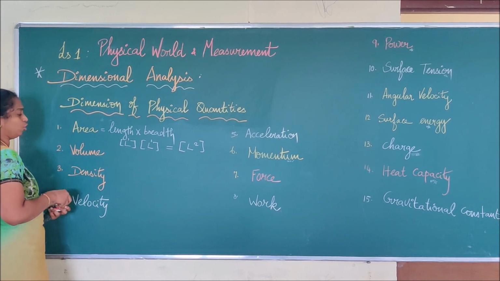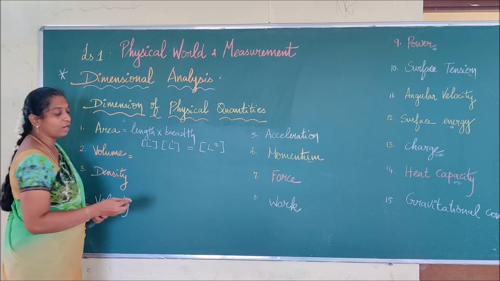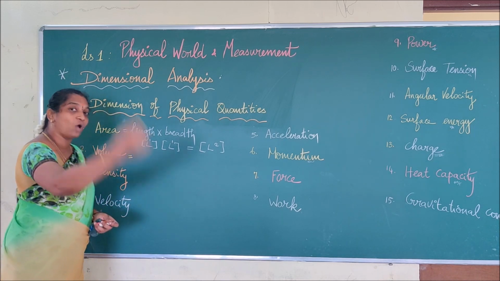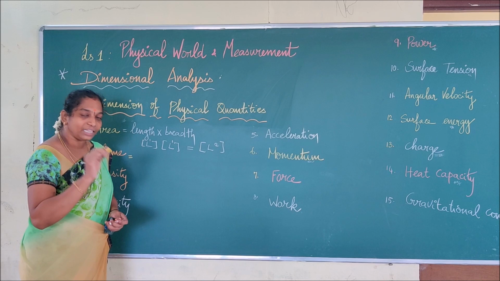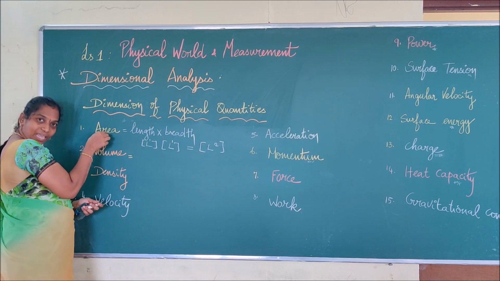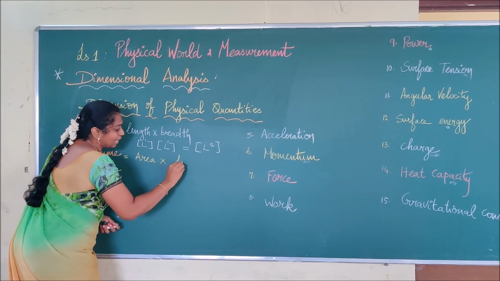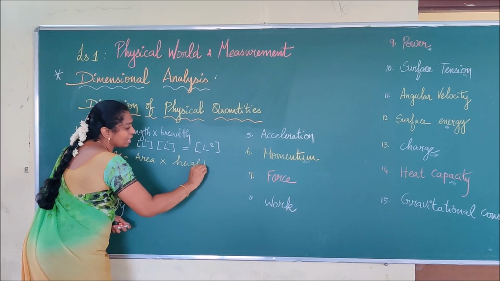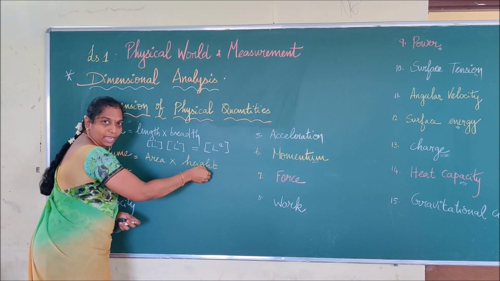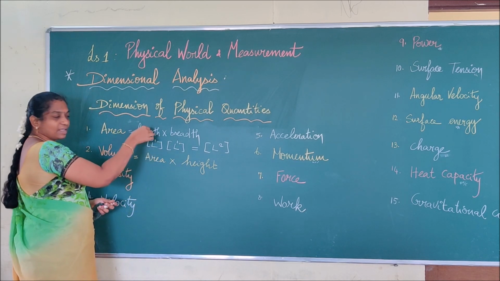Then come to volume. What does volume stand for? Volume is nothing but length into breadth into height. We can write it. Right? But length into breadth we are calling area. Therefore we can write another equation: area into height. Instead of saying length into breadth into height, we are writing area into height. What is area? Area is nothing but length into breadth.